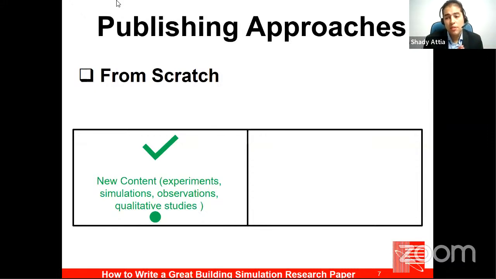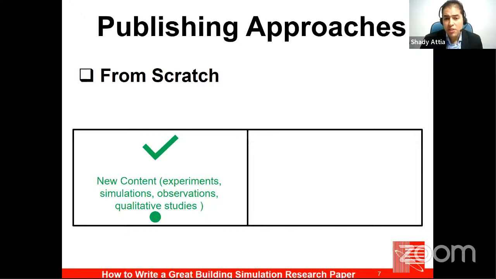Some people start writing their paper from scratch, meaning that they have fully new scientific content. They have a result of an experiment, a result of a simulation or a modeling work. They did long observations or short observations, or they have a literature review or a qualitative method or study that they applied, some interviews in the field related to a certain problem. And here they are presenting it for the first time. These are some of the approaches that people follow to present very new content through their conference paper.